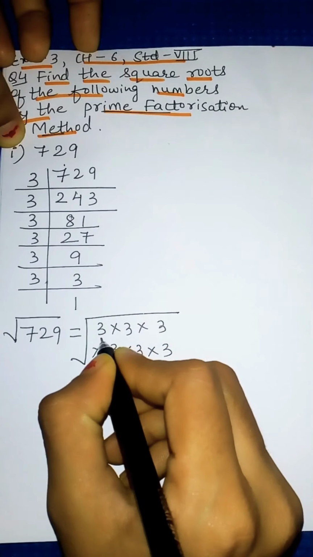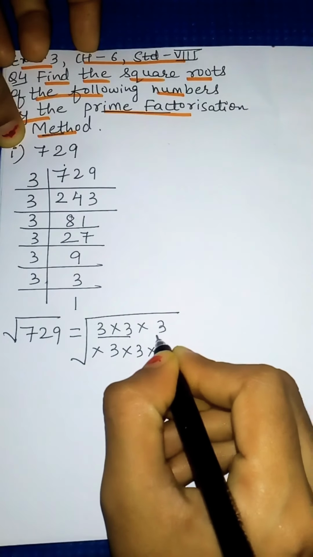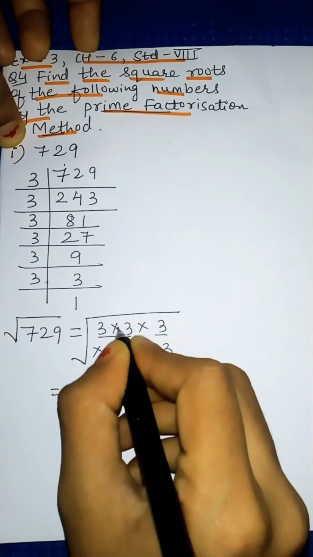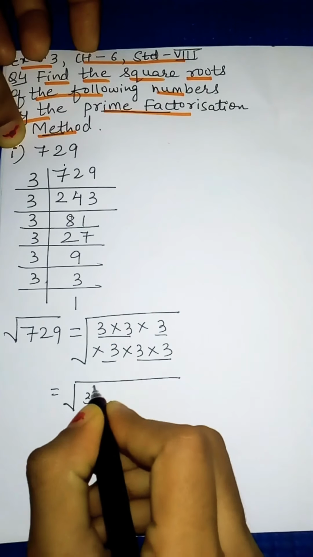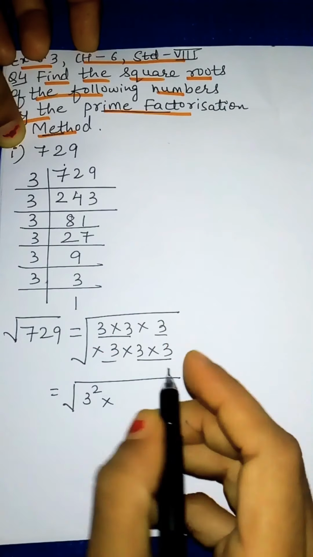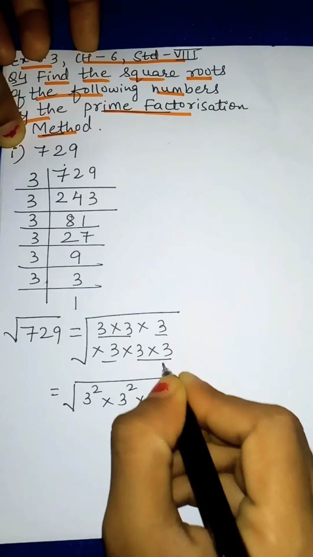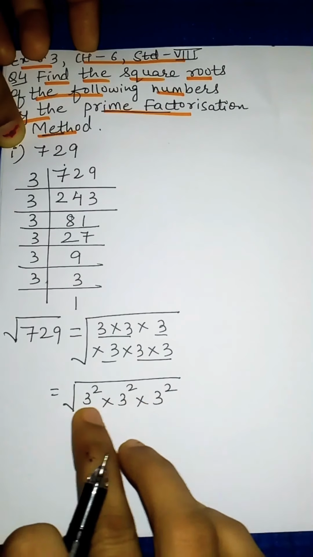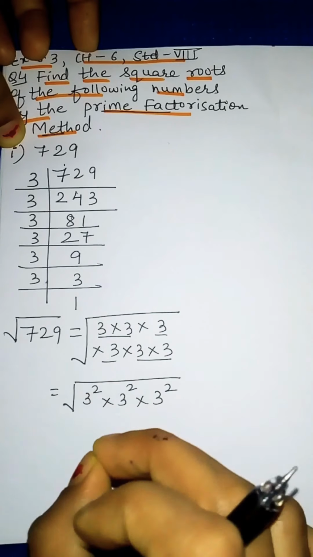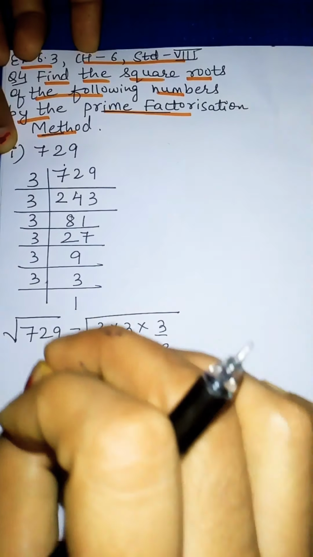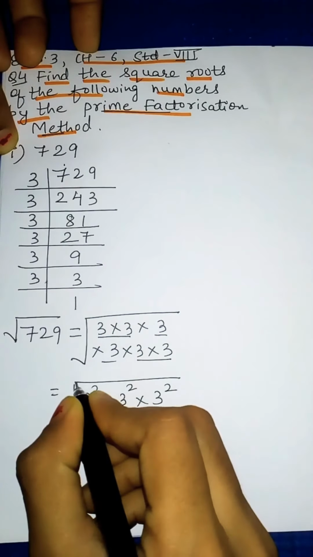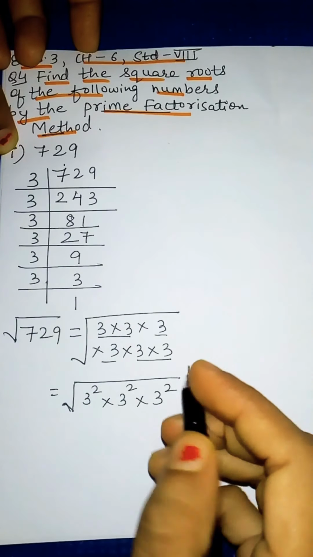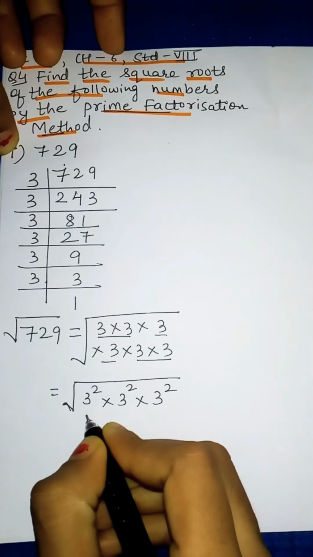Now we have to pair up these factors. So this 3 two times, this two times and this two times. So the square root of this 3 two times is 3 square, and the next 3 two times is 3 square, and the last one 3 square. So total 6 was there, and here 3 times 3 we will write. We are making 2-2 pairs. Why? Because we are doing square root. Now the value of this root is half, 1 upon 2.